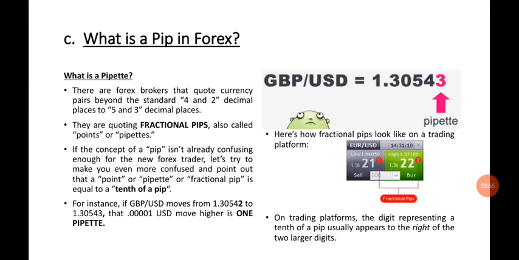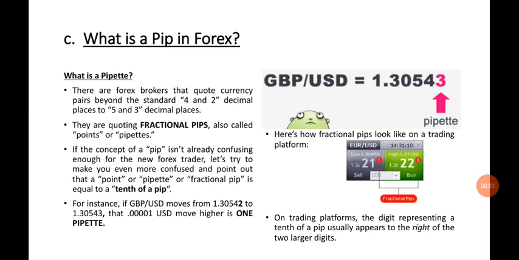So what is a pipette? There are forex brokers that quote currency pairs beyond the standard 4 or 2 decimal places, to 5 or 3 decimal places. They are quoting fractional pips, also called points or pipettes. If the concept of pip isn't already confusing enough for the new forex trader, let's make you even more confused and point out that a point or pipette or fractional pip is equal to a tenth of a pip.